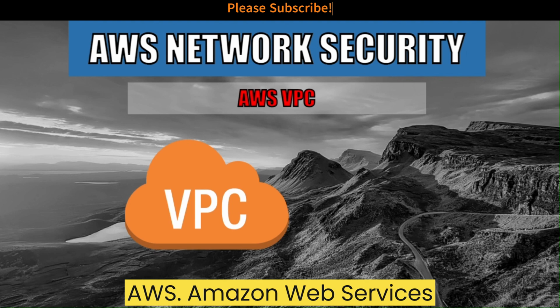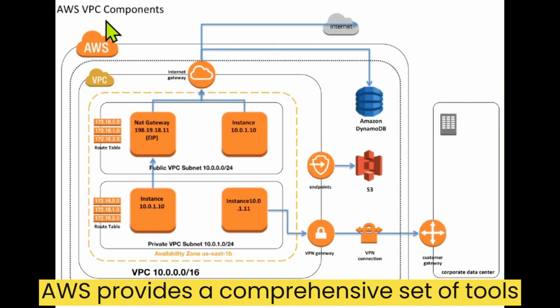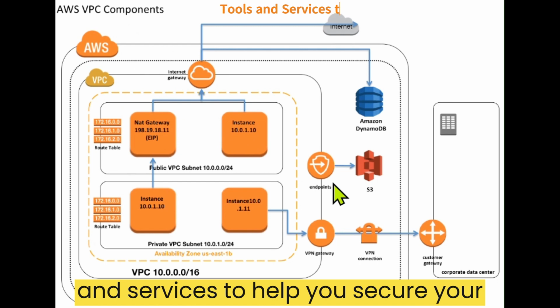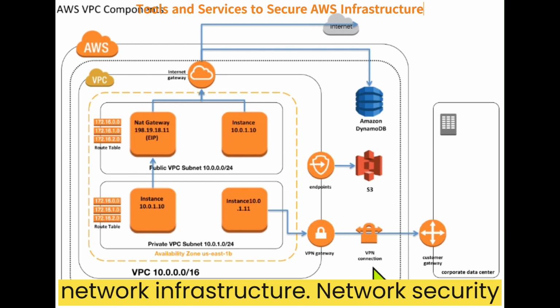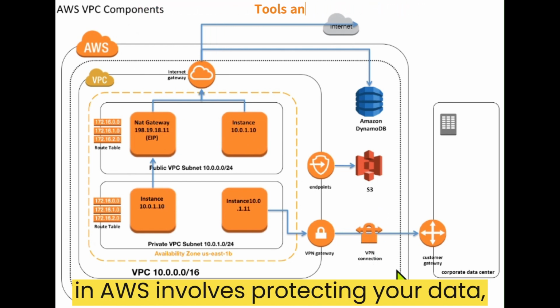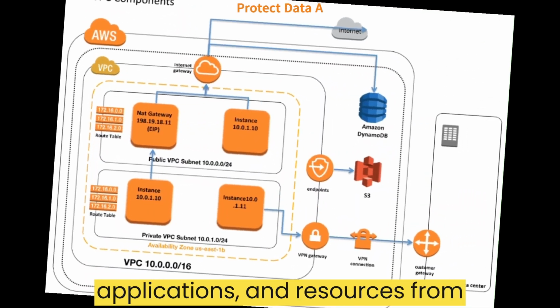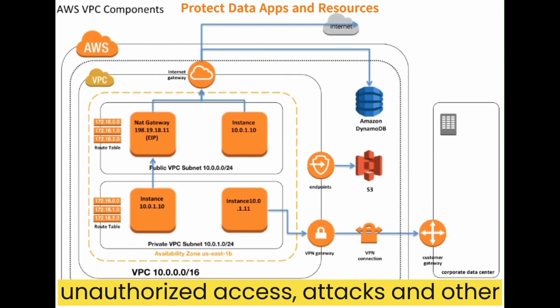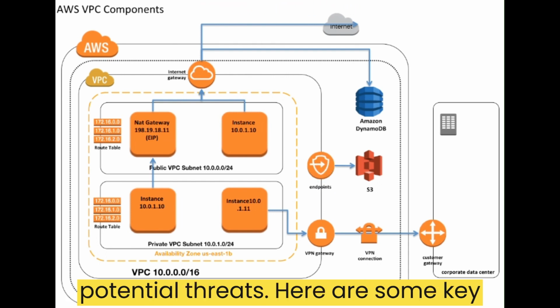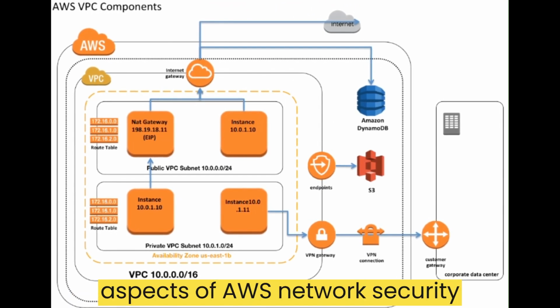Amazon Web Services, AWS, provides a comprehensive set of tools and services to help you secure your network infrastructure. Network security in AWS involves protecting your data, applications, and resources from unauthorized access, attacks, and other potential threats. Here are some key aspects of AWS network security.